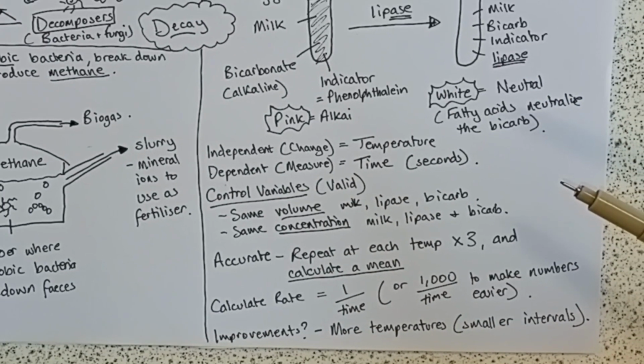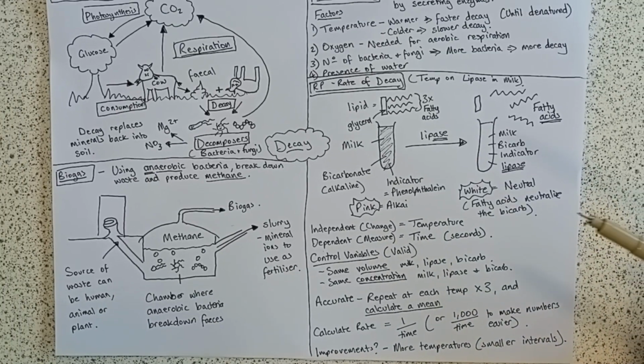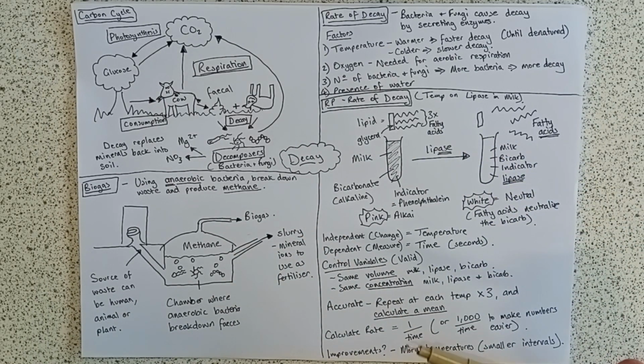Okay, so that's our summary of decay. This is particularly important for a higher triple. It's more likely to come up. Your job now, you know it, is to read, cover, recite, and then go and have a go at some exam questions. And I'll see you next time.